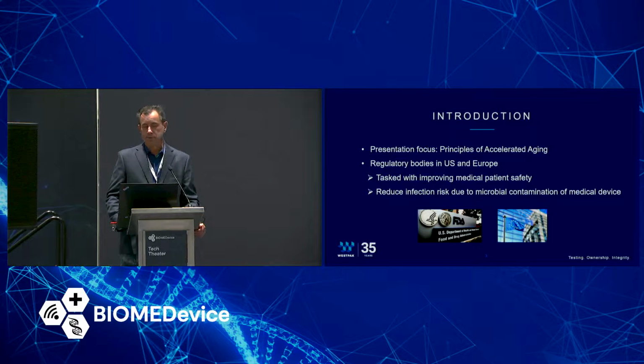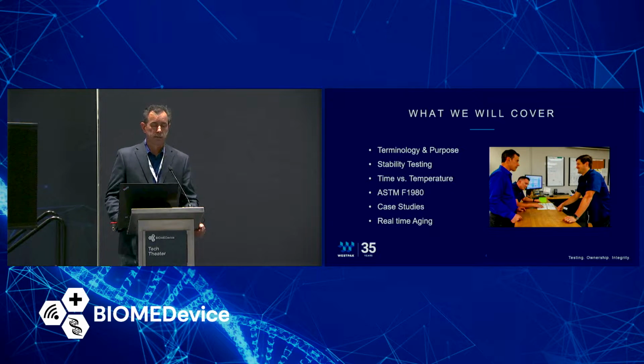And in an effort to do that, there are some regulations that have to be addressed. So these are some of the items that we'll cover, but the bulk of what we'll cover is regarding ASTM F1980. We'll go through a couple of test cases or examples of what aging of packages and products looks like. And then we'll discuss a little bit about real-time aging as well.